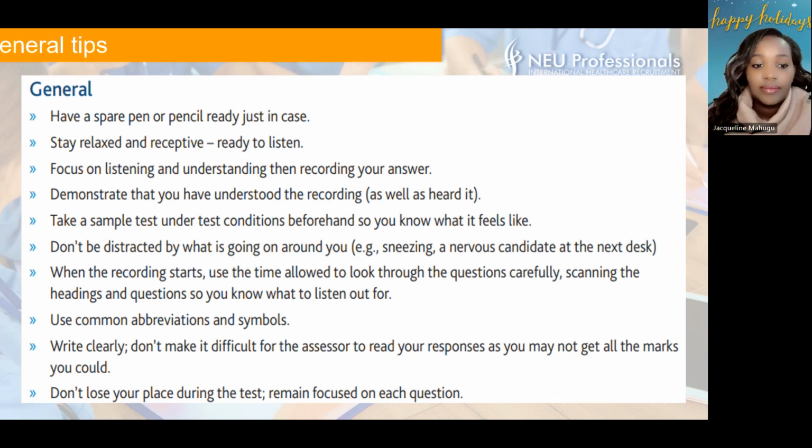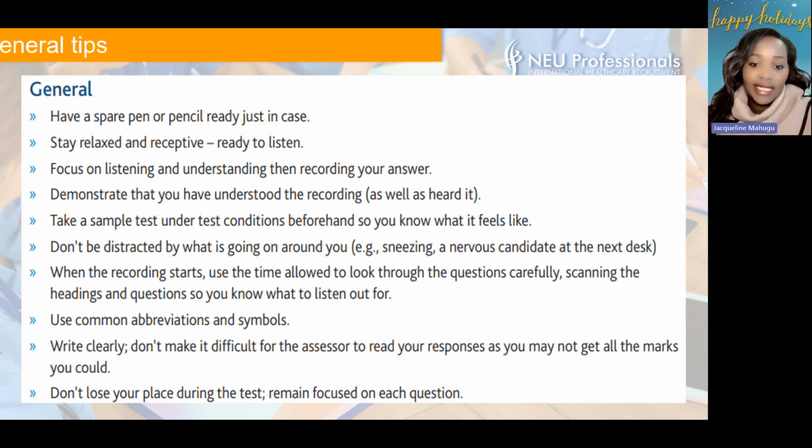Then use common abbreviations and symbols. Those are very common ones like HIV and BP. If they are not very common, don't assume that they will know what you mean. So just don't use them, but only if they're very common.